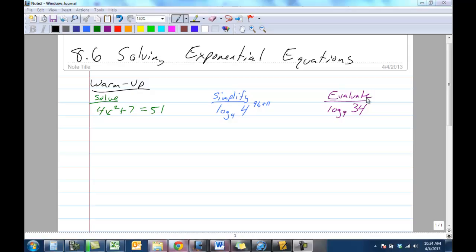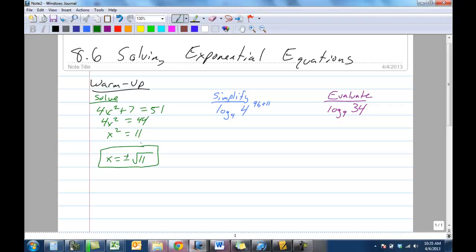All right, so this first one, you should have got 4x squared equals 44. Means that x squared is equal to 11. So x is plus or minus root 11. How many of you got the plus or minus? Don't forget that. If you use a square root to solve, or an even root, plus or minus.